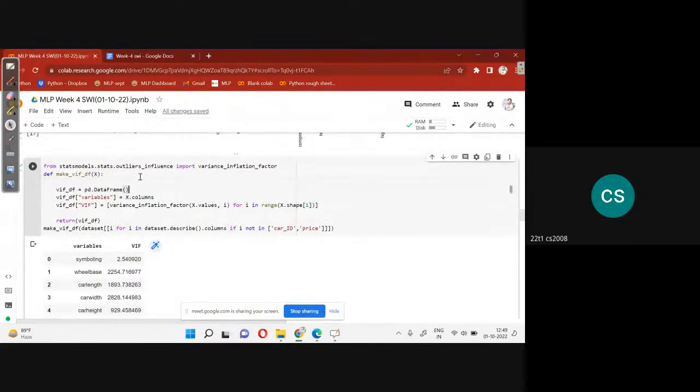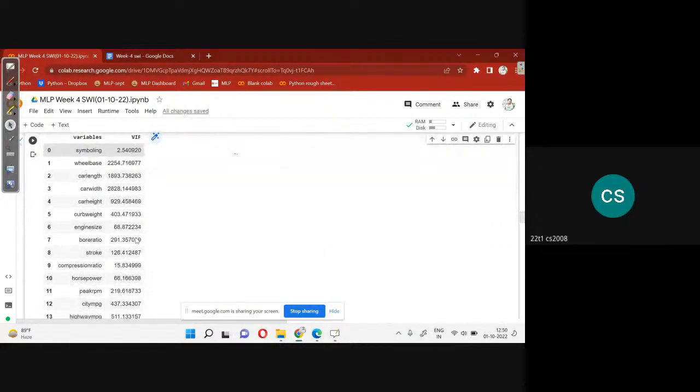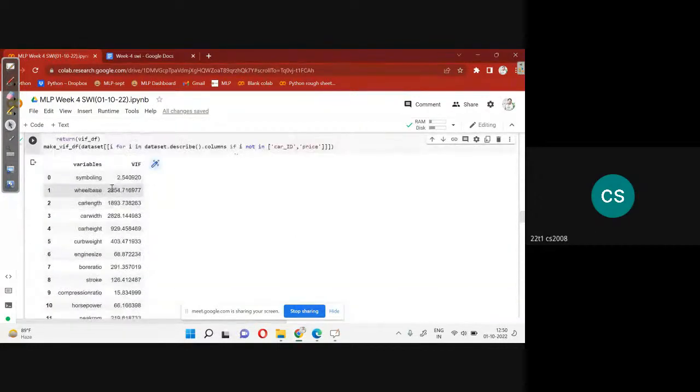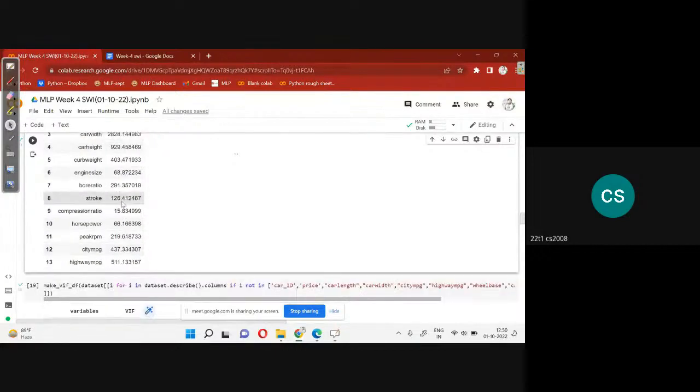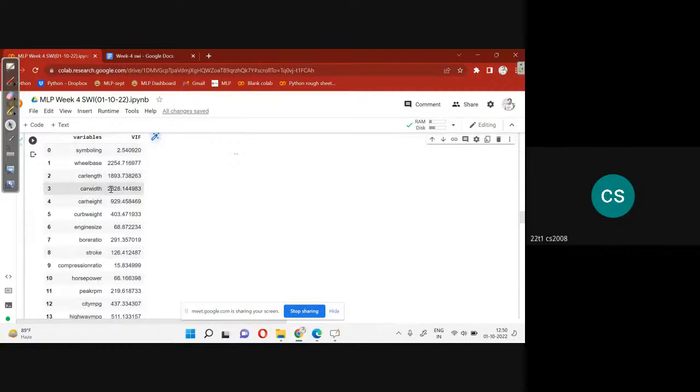So you see here, we just printed the VIF. We created a data frame which will print the variable name and its corresponding VIF values. Once it gets printed, we'll check. What we will do here is remove the column whose VIF is very high, I mean the highest VIF value. What we see is that the highest VIF value is for car width, 2828. Yeah, so 2828 is the highest VIF value.